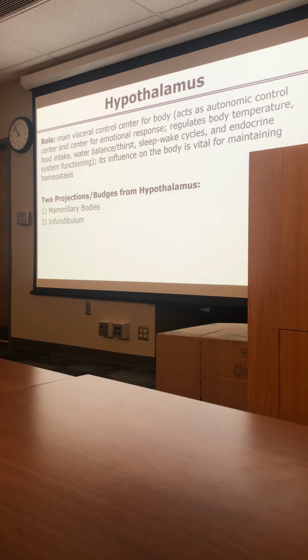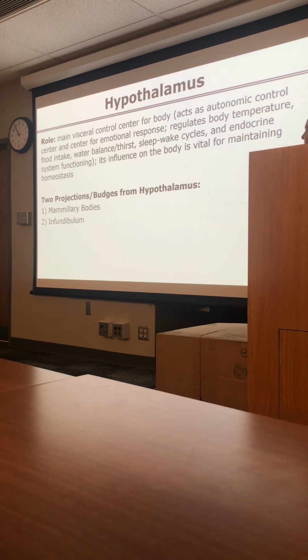One of those areas is the hypothalamus. The hypothalamus is going to be the main visceral control center for the body. So it's acting as the autonomic control center for the body and the center for emotional response. Because it's doing a lot with autonomic control, it's going to regulate body temperature, food intake, water balance, thirst, sleep-wake cycles, and endocrine functioning. And we've talked a lot about the endocrine control that it has over the anterior pituitary. So its influence is vital for maintaining homeostasis, that relatively stable internal environment within the body.